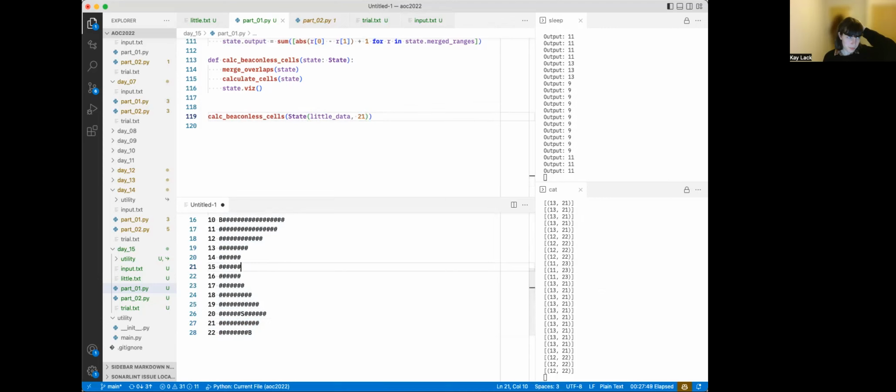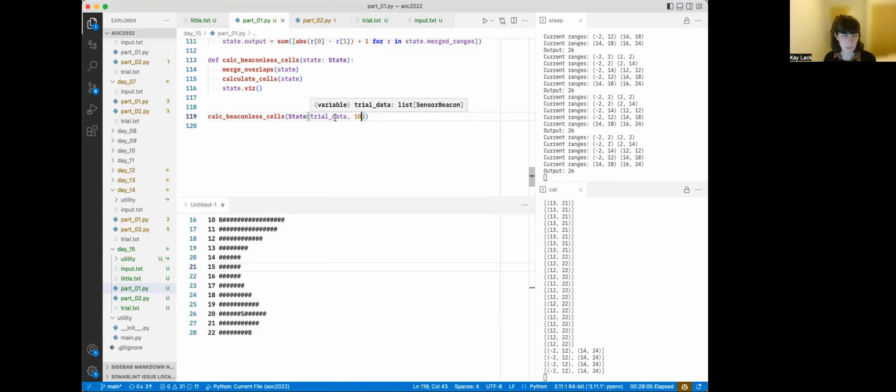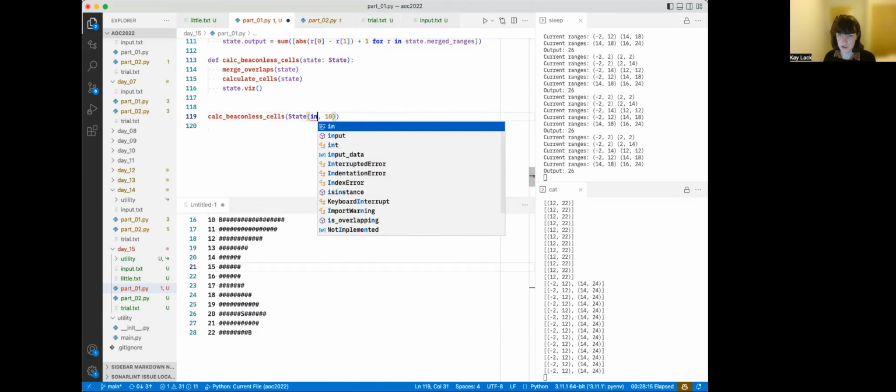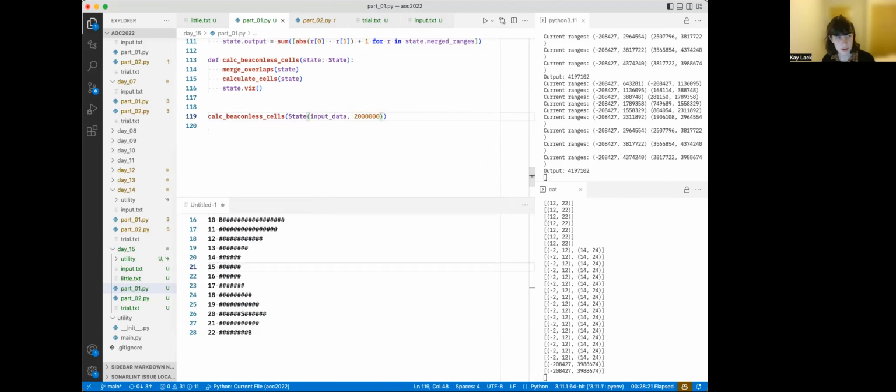Okay. All right, weird. On the trial data, y is 10, we get 26, which is right, where a beacon can't be present. And then with the input data, we get this, oh, God, I'm signed out from Zoom again. We get this.